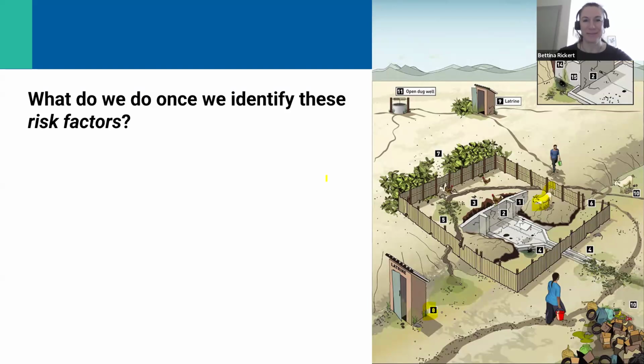If anyone would like to jump in and respond, what do we do? What do you guys think? Imagine you've completed the forms with your team, or you've received a whole load of forms. What do you do next once you've identified the risk factors? Any thoughts? My screen is frozen, so I can't see anyone moving around. So if you want to jump in, please do raise your hand or type in the chat.